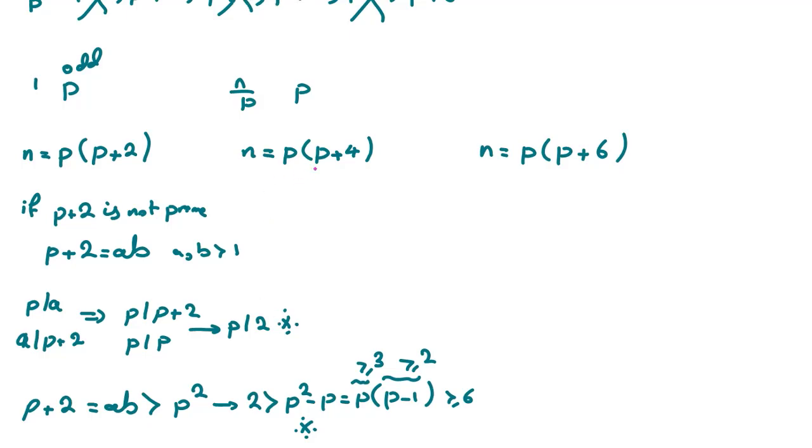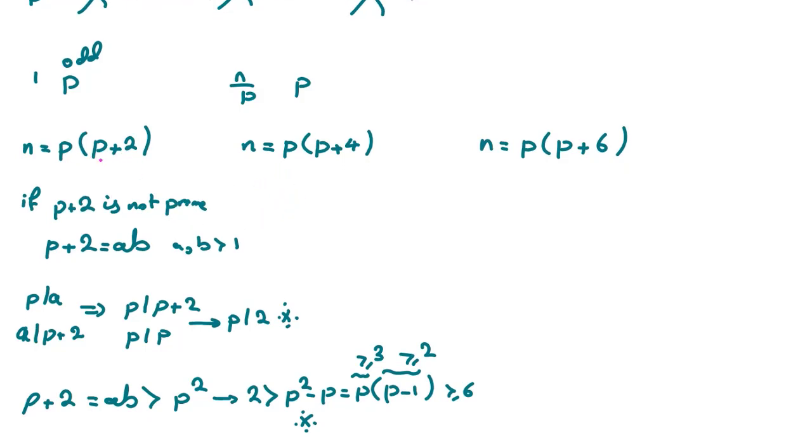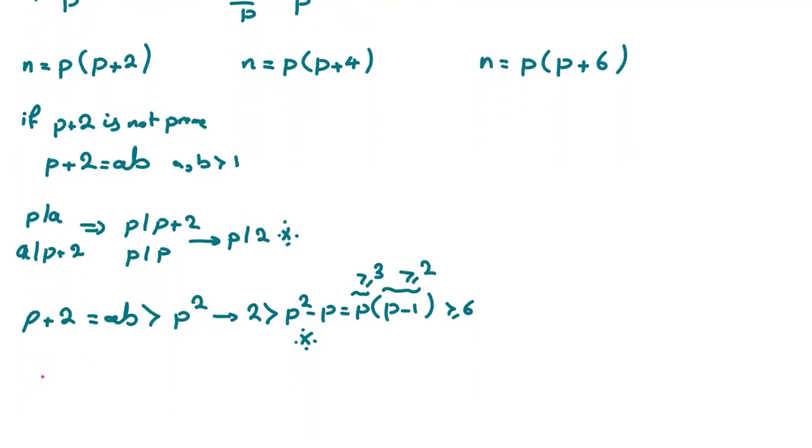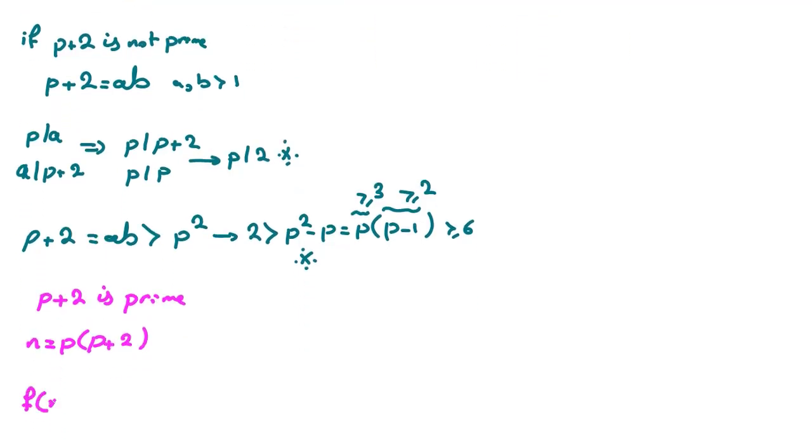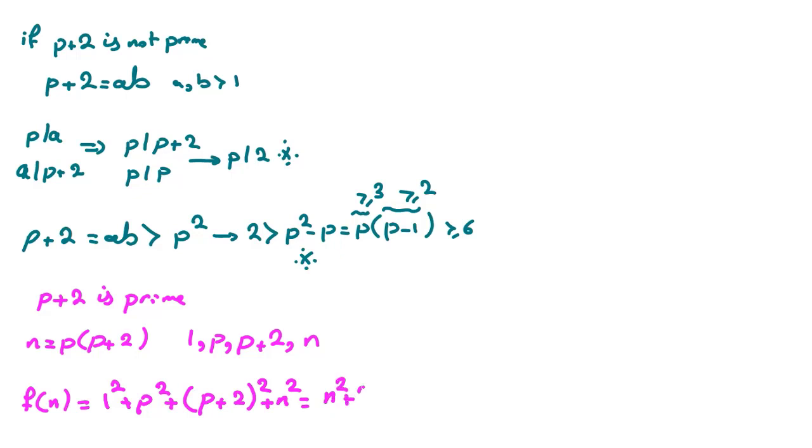Let's analyze the second case, p plus 4. Sorry. Here I proved that p plus 2 is prime, okay? So now we can conclude p plus 2 is prime, and n equals p times p plus 2. Now, because p and p plus 2 are primes, then f of n, the divisors are what? 1, p, p plus 2, and p times p plus 2, or n. It is 1 squared plus p squared plus p plus 2 squared plus n squared equals g of n, which is n squared plus 2n plus 37.